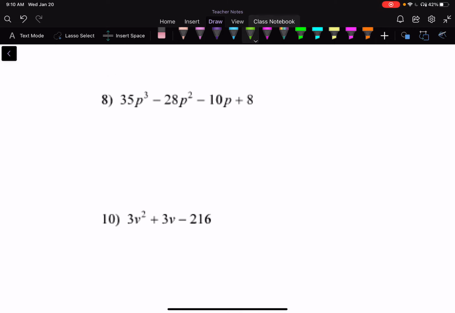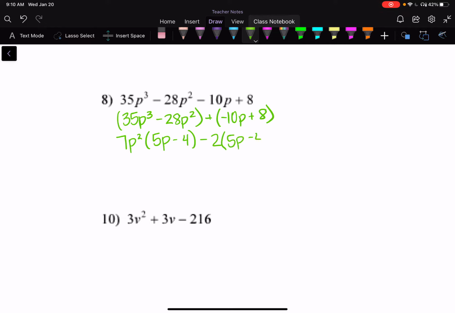Number 8. I'm going to rewrite number 8 so that I can put a plus sign in between my two parentheses, and pull out my GCF. The GCF of my first group is 7p squared. That leaves me with 5p minus 4. And the GCF of my second group is negative 2, leaving me with 5p minus 4. My funny GCF is 5p minus 4, and then 7p squared minus 2 is left over for my final answer.